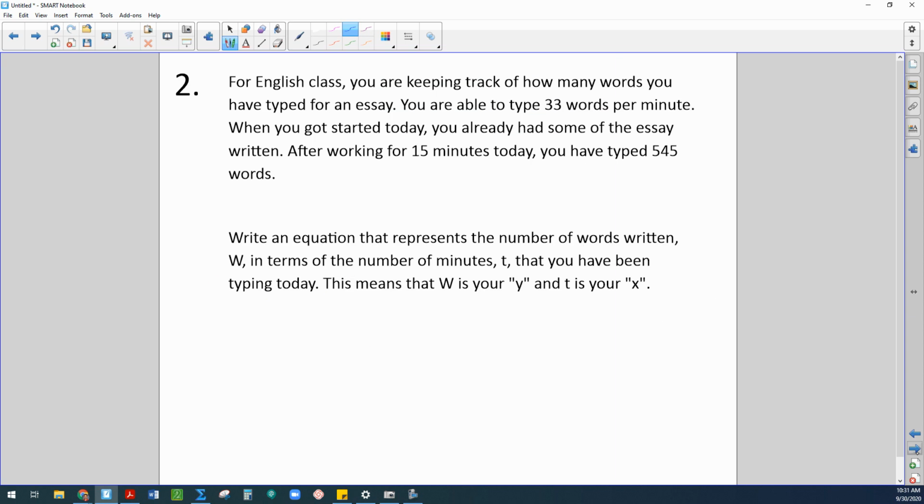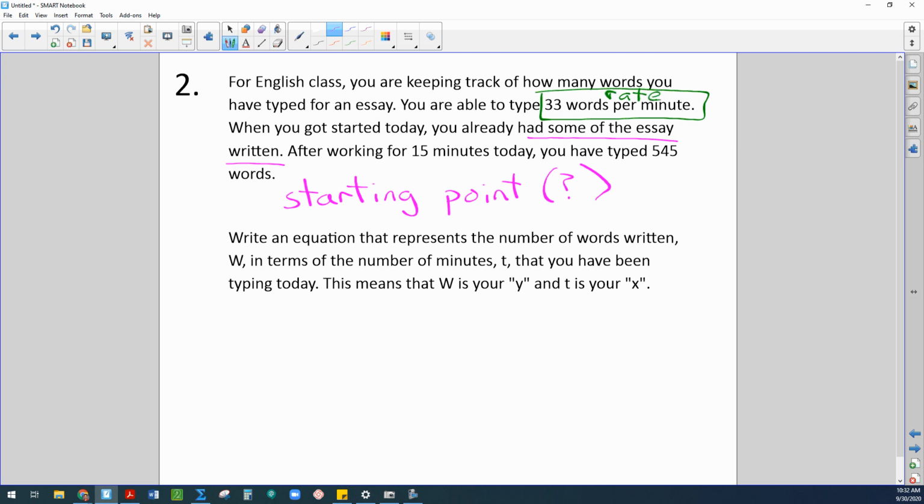Number 2, for English class, you're keeping track of how many words you have typed for an essay. You're able to type 33 words per minute. So there's that per word for rate. Okay, words per minute, that's my rate. When you got started, you already had some of the essay written. So my starting point, we don't know. Just some words. And we want to find that.